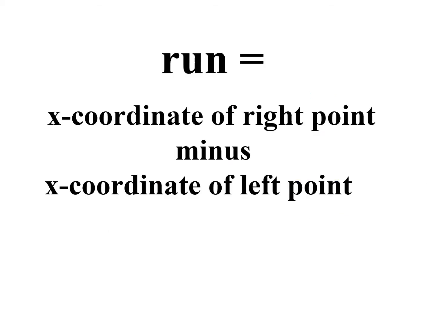So the run, that is the amount the ant goes sideways, is equal to the x-coordinate of the right point minus the x-coordinate of the left point. In this example, the run is equal to 6 minus 3, which is 3.